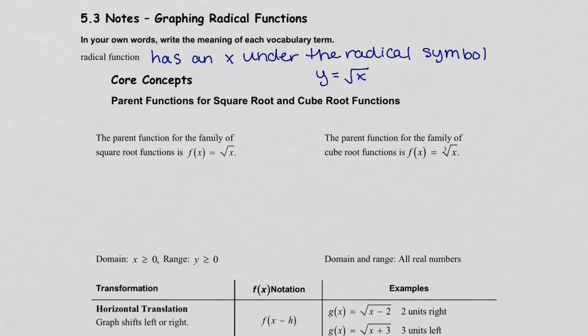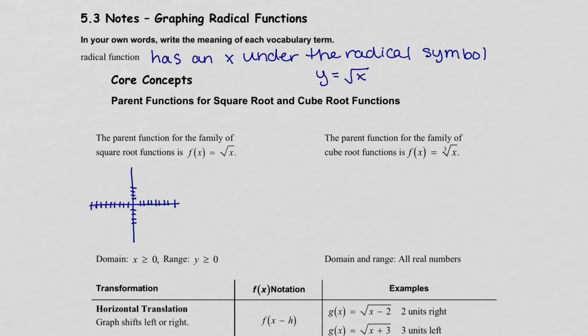So the core concept we're working on is dealing with those parent functions, first off, for the square root and the cube root. There are other things that might come up, but we are just dealing with the square root and the cube root parent functions for now. Okay? So there's not a graph on here, so I'm going to start by drawing myself a little graph. Okay, put some hash marks on there.